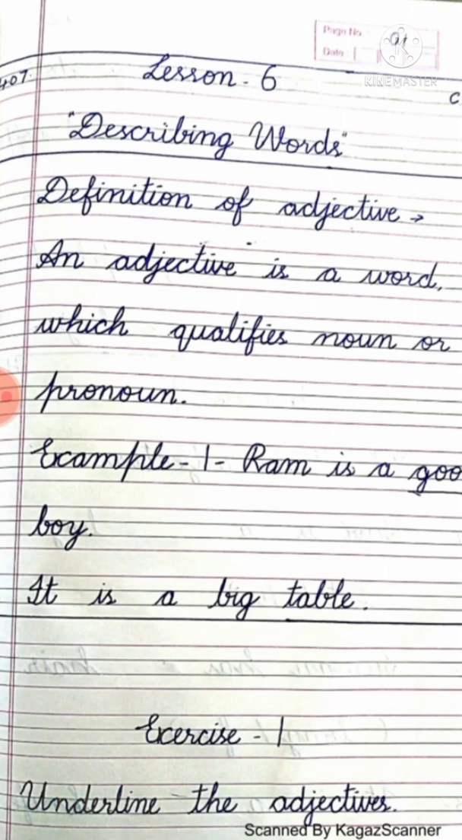So children, take out your English grammar copy and start writing describing words in the copy. Before starting the copy work, I want to give you a few instructions. Instruction number 1, you write neatly. Second, your formation of letters should be as it is given in the copy. So let's start. Before starting, children, I know that you know very well how to make a headline.